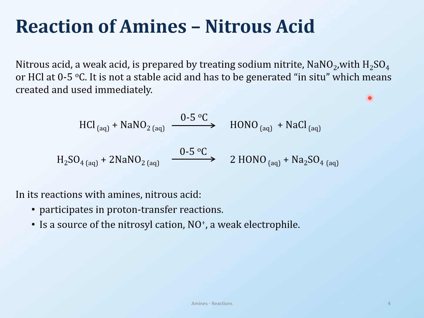And nitrous acid is not something you've encountered before, so let's talk about that a little bit. You make nitrous acid by treating sodium nitrite with either strong sulfuric acid or HCl, hydrochloric acid. Both of them are going to be concentrated acids. You treat them with sodium nitrite at very low temperature, and then you end up getting what is called nitrous acid. Okay, so it's called HNO2, you can write it that way, or HONO.